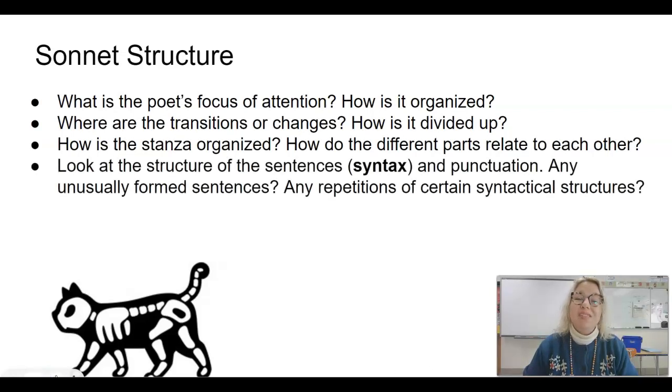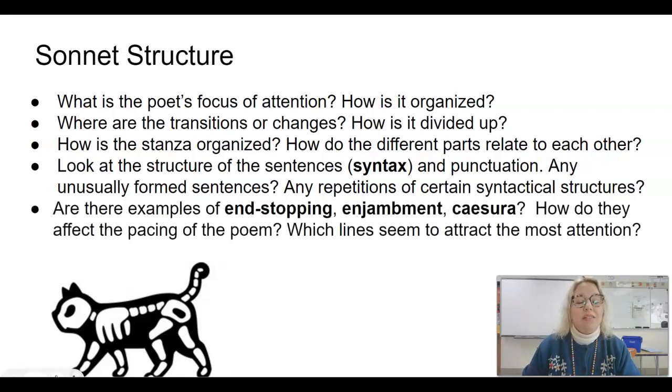Look at the structure of the sentences. That's the syntax and punctuation. Are there any unusually formed sentences? Any repetitions of certain syntactical structures? Are there examples of end stopping, enjambment, caesura? How do they affect the pacing of the poem, and which lines seem to attract the most attention?